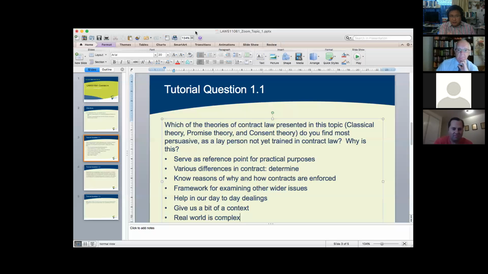There was a reference earlier to the real world being complex, and that is quite related to the importance of a theory. What does a theory do? So you've heard of the theory of relativity. What exactly is it, and why is it important in the first place?